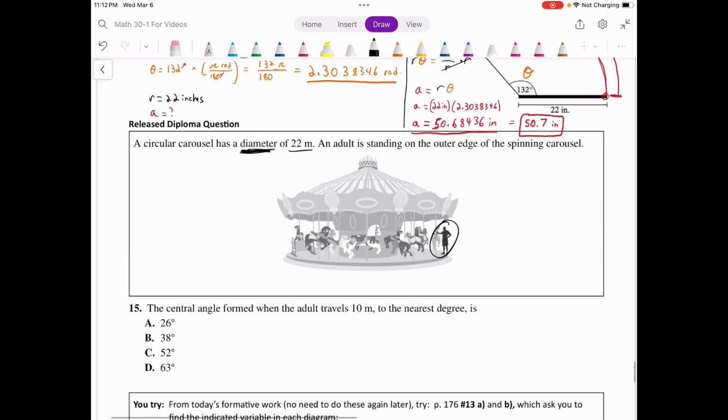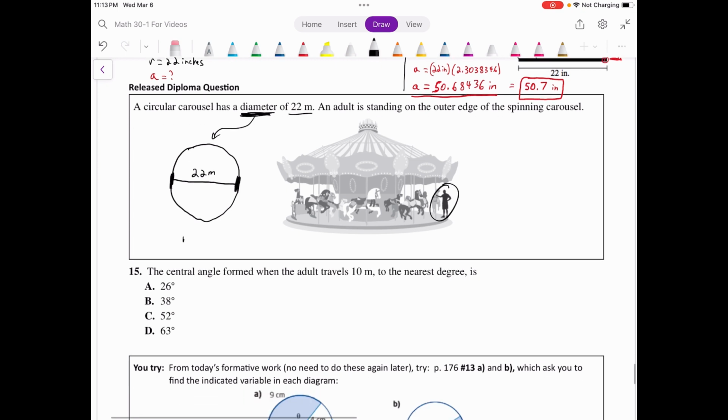Okay, so let's talk about that diameter problem. Because remember, diameter is the whole distance across the circle. We want the radius, which is half of the diameter, right? So if this is the diameter, what's the radius? Well, it's just the diameter over 2, half of the diameter. So 22 meters over 2. So our radius is 11 meters. Okay, crisis averted. We didn't fall for that one.